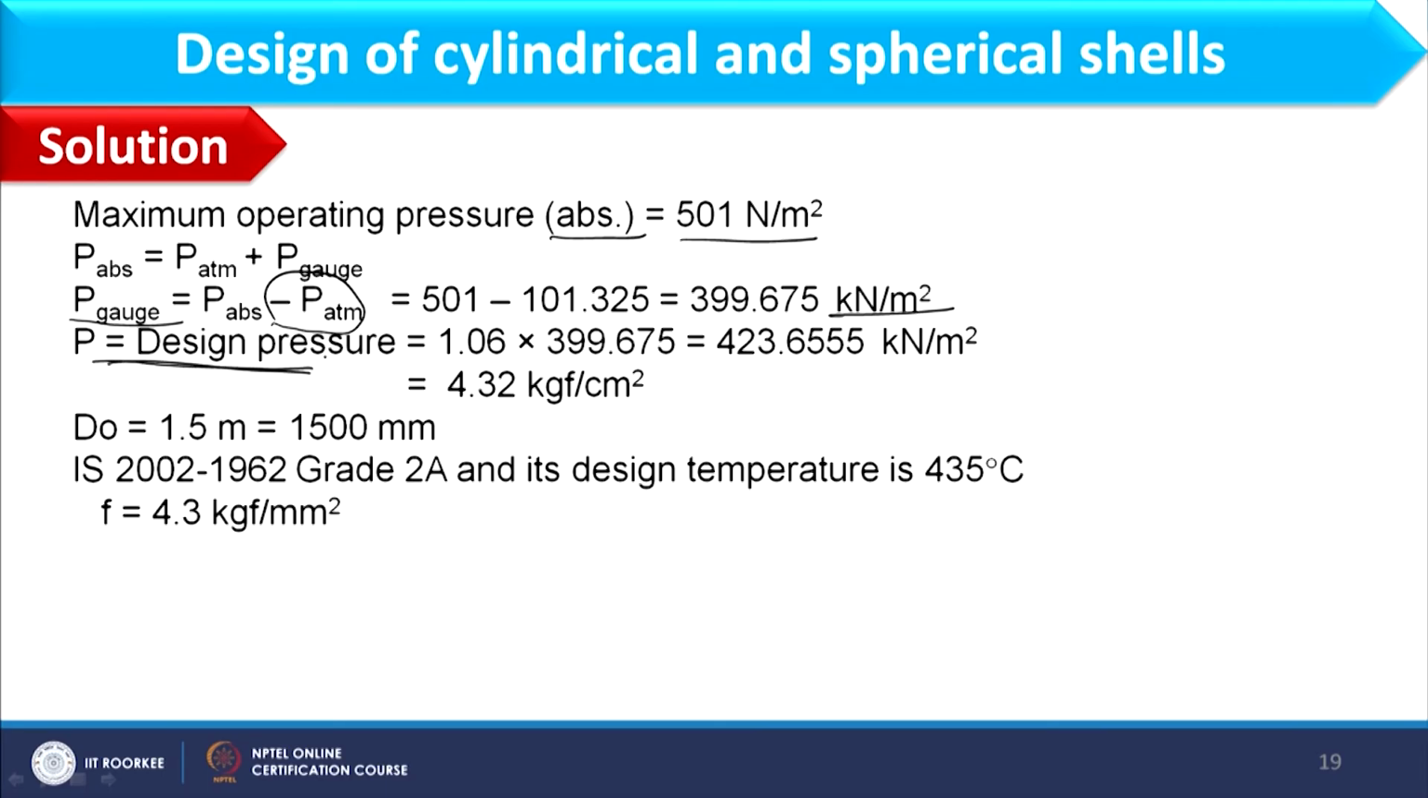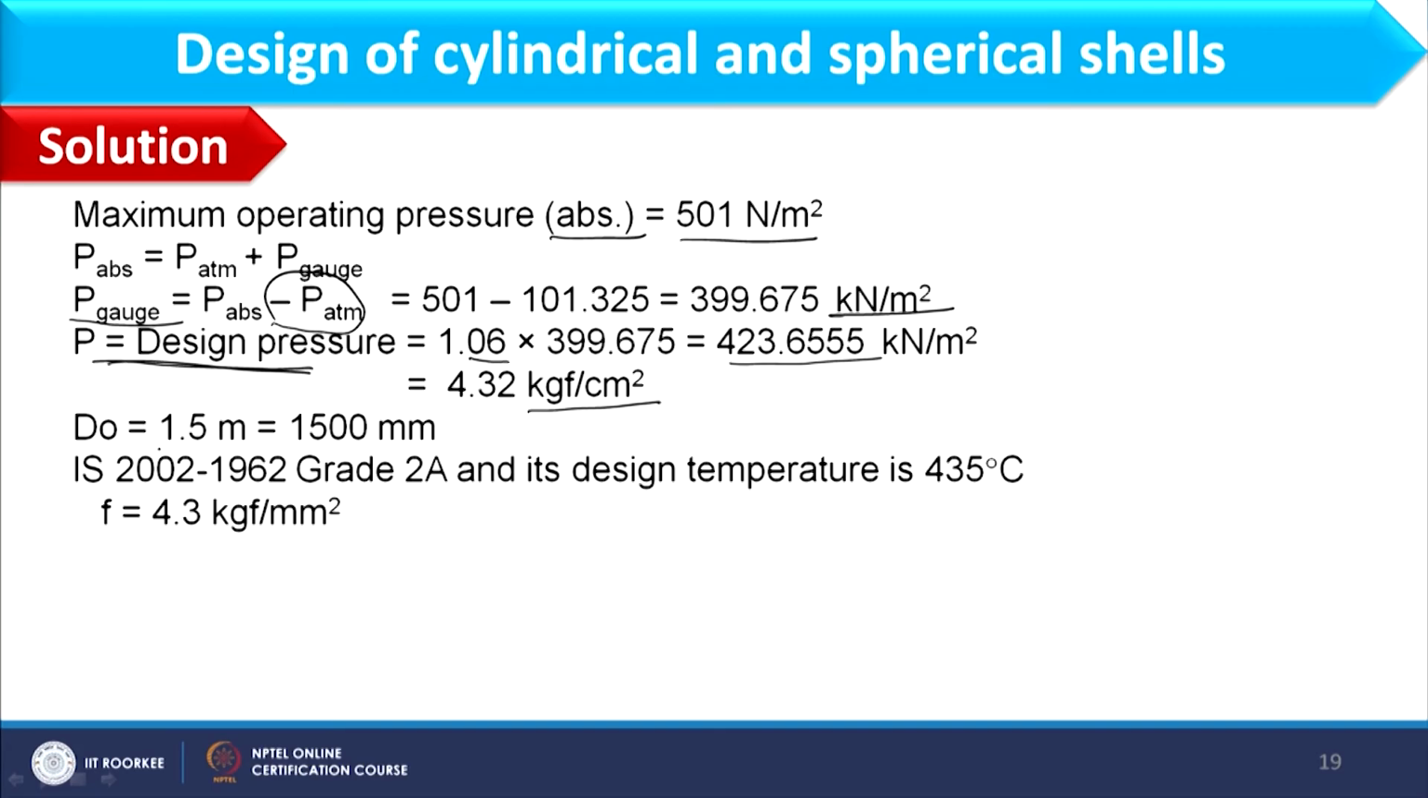Design pressure should be computed as 6% extra. So, 1.06 into 399.675, and that should be equal to 423.6555 kilonewton per meter square. We need to convert that into kg force per centimeter square, because in this unit it will be used in the expression provided in the code. So, that value comes as 4.32 kg force per centimeter square.